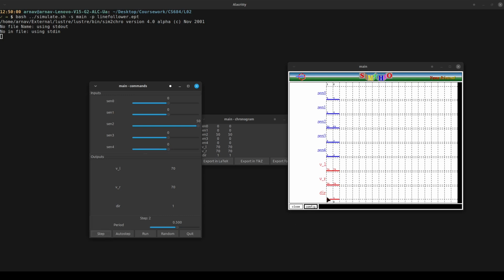And as expected, the VL and VR, that is the outputs of the motor, are 70 and 70 and the direction is forward. So the robot is going straight ahead.